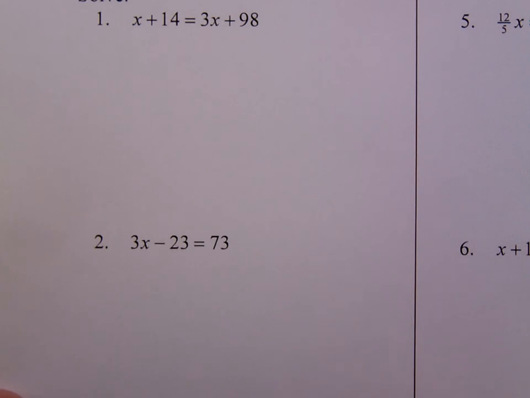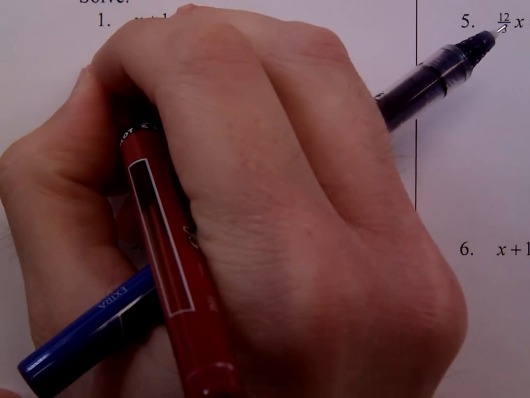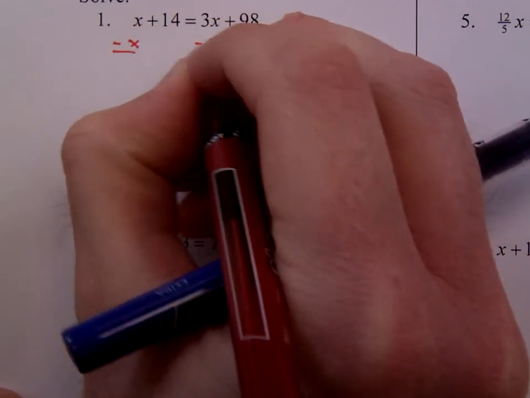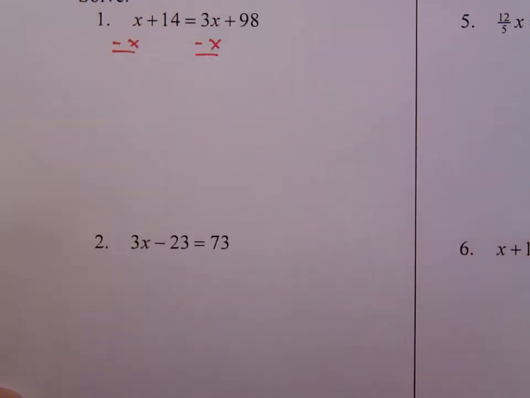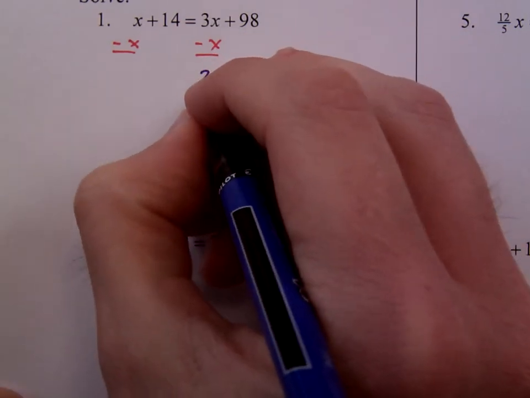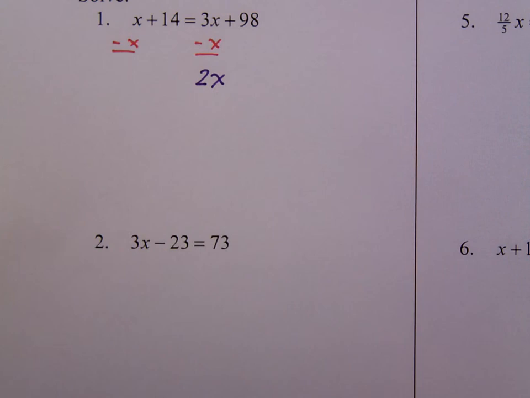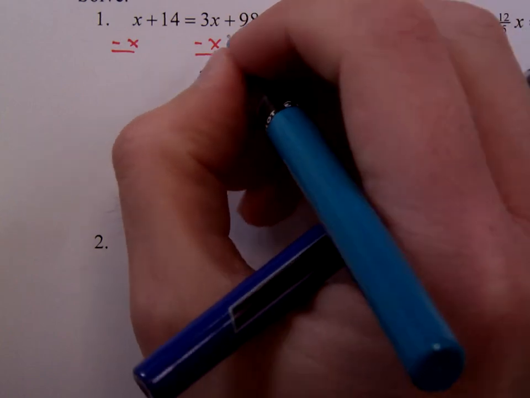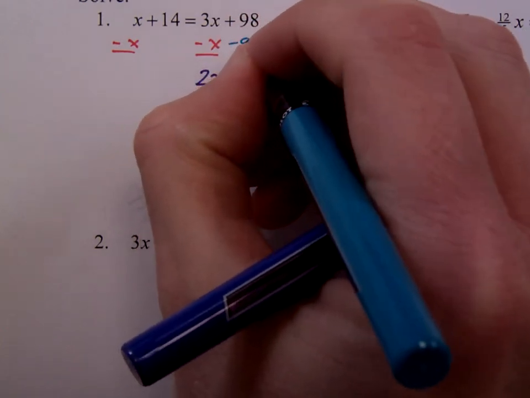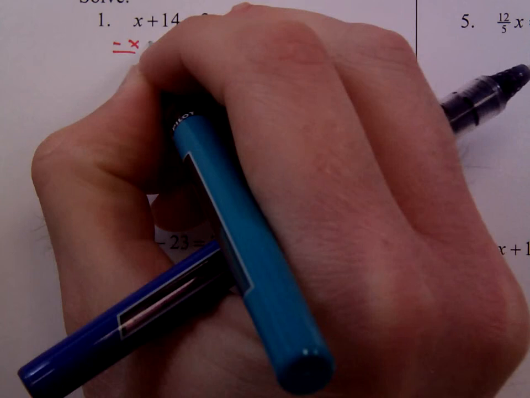Now, in my mind, I like to move my term so that my x term has a positive coefficient. So if I look at number one, I'll subtract the x. So this guy has a positive coefficient here of 2x. Now at the same time that I'm moving the x, oftentimes I like to go ahead and move the constant as well. So we'll move the constant to the other side. So subtract 98.